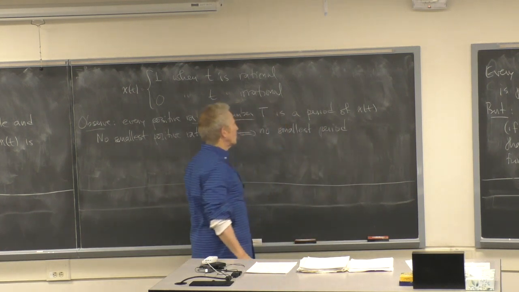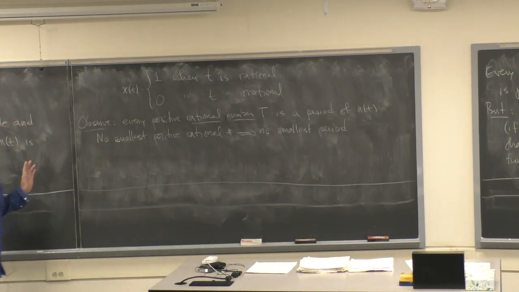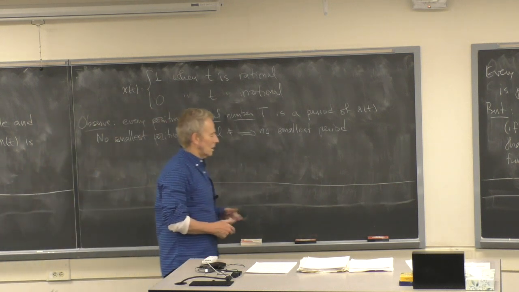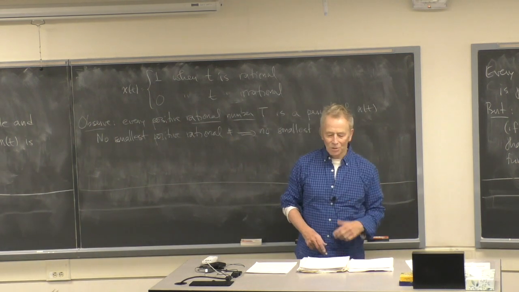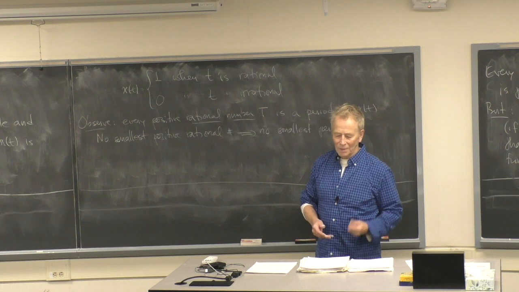And even aside from the fact that this x of t is periodic and has no smallest period, I think it's about as unreasonable a signal as you can get, for obvious reasons. Like, it doesn't even have jumps, right? It's that bad a signal. But anyway, that's just to make sure you believe that such a thing exists.